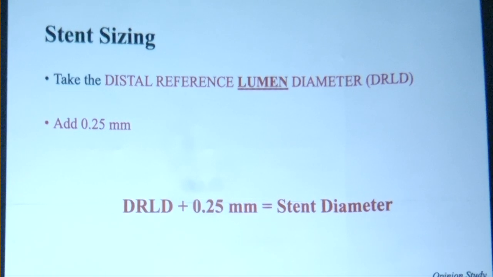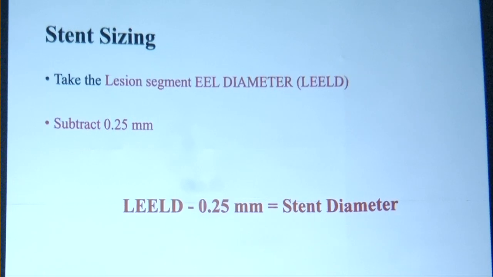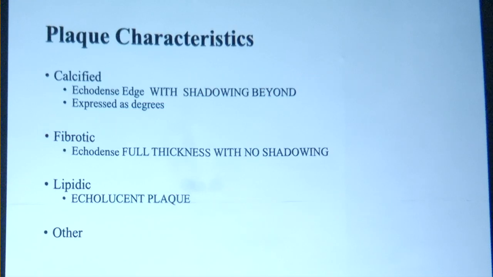Now, stent sizing or predilatation balloon sizing, take the distal reference diameter, and if you're using the lumen diameter, then add quarter size to it, and that becomes your device or balloon or stent diameter. So if you're using the distal reference lumen diameter, emphasis on the word lumen, then quarter size up. If you're using the external elastic lamina diameter, then quarter size down or subtract 0.25 millimeters. I'm going through these basics because I want to create an algorithm in our heads that we follow through every case, even though it sounds very intuitive.